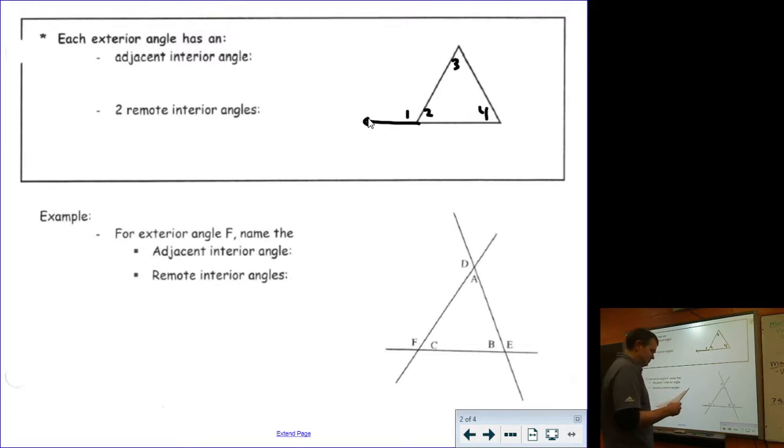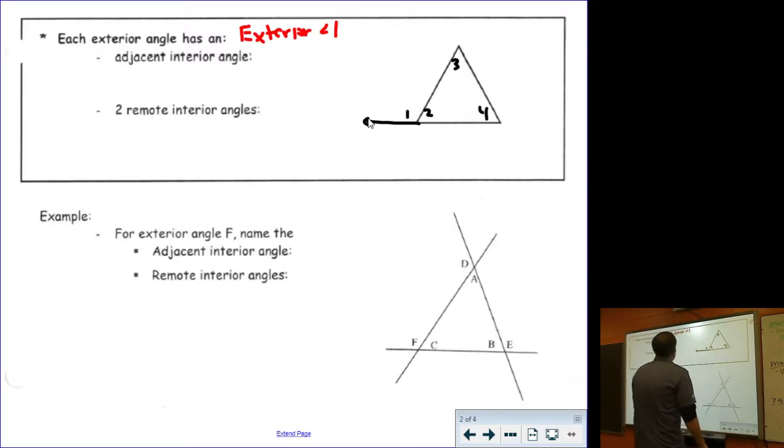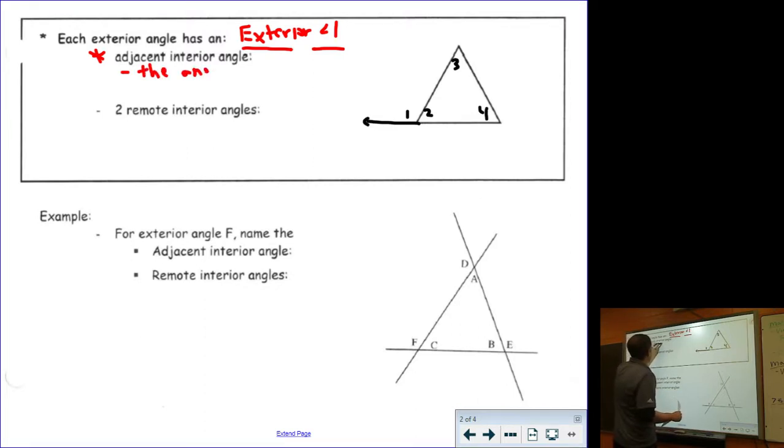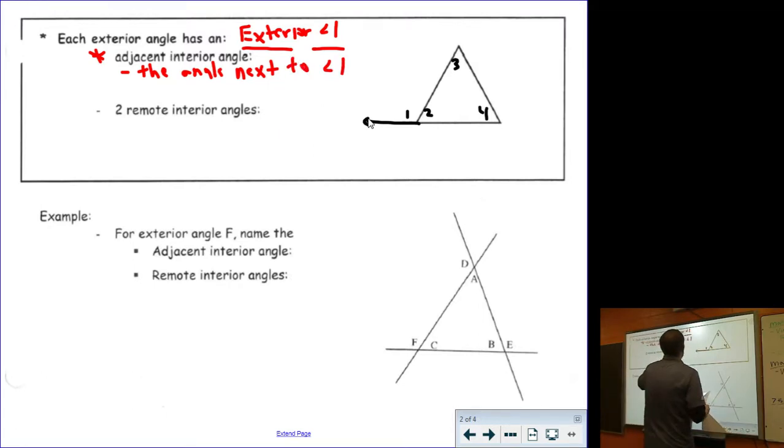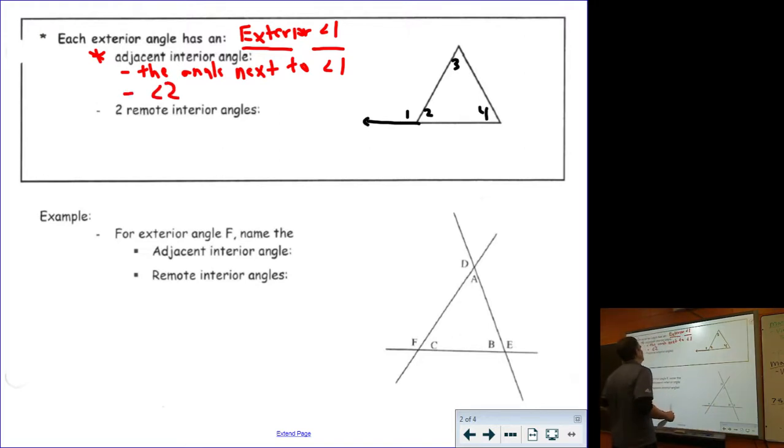All right, so I have exterior angle 1. Now, the 3 angles that are inside the triangle, the interior angles, they have special names in relation to the exterior angle. For exterior angle 1, I have an adjacent interior angle. The adjacent interior angle is the angle next to angle 1. So in this case, that would be angle 2. Angle 2 would be an adjacent interior angle.